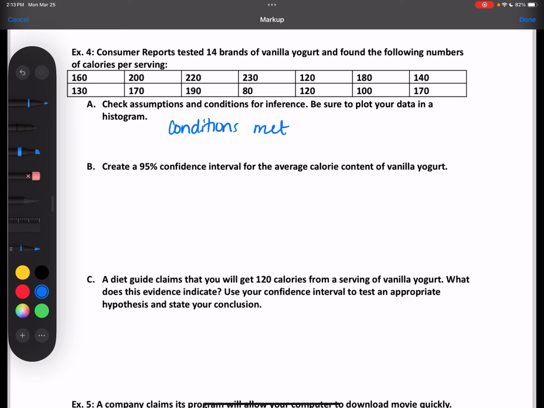Let's see if y'all remember how to make a stat plot or a histogram. That was like unit 1 somewhere. Yeah, I got one. Oh, I got it. I got it.